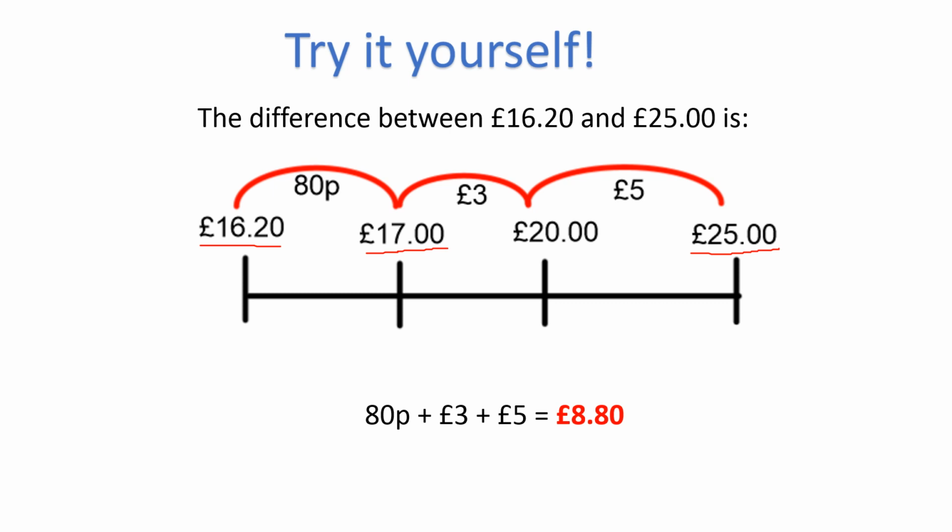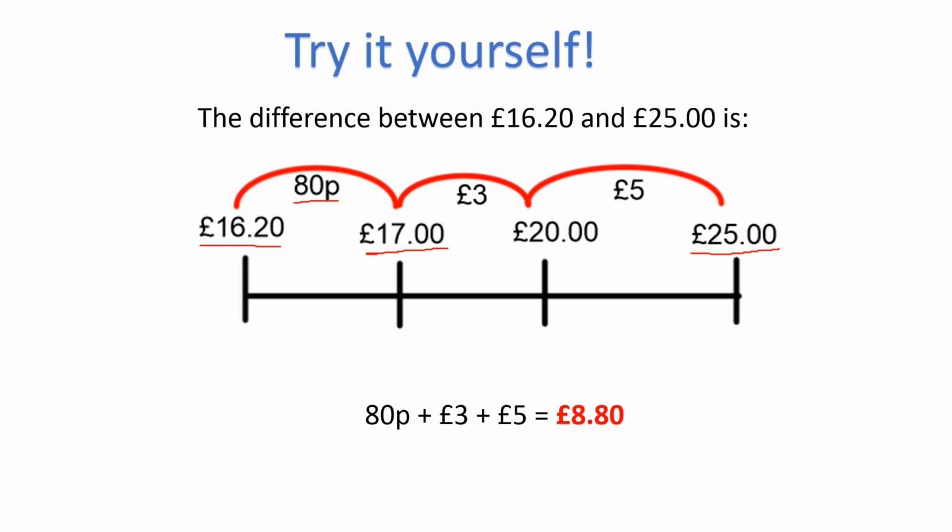20 plus what is 100? Remember, in £1 there's 100 pence, so 20 plus 80 pence is 100. So 20 pence plus 80 pence is 100, and that would mean that £16.20 plus 80 pence is £17. So we'll put the 80 pence over here and we'll do a jump over here.